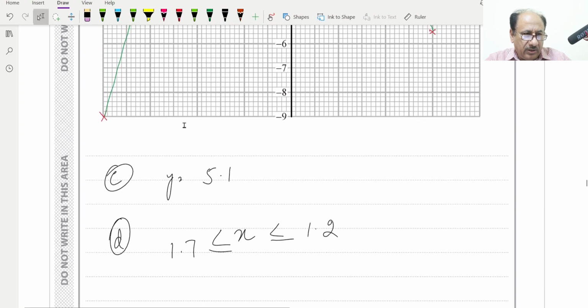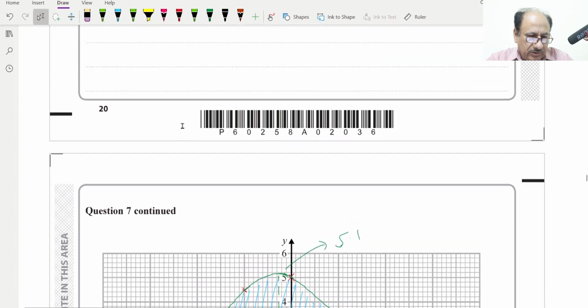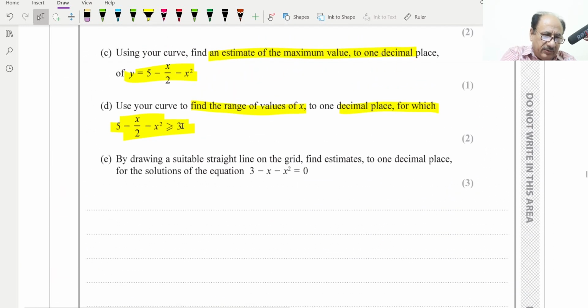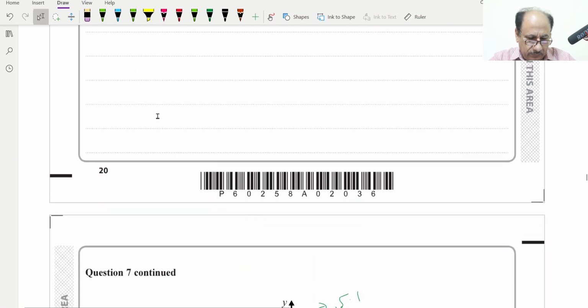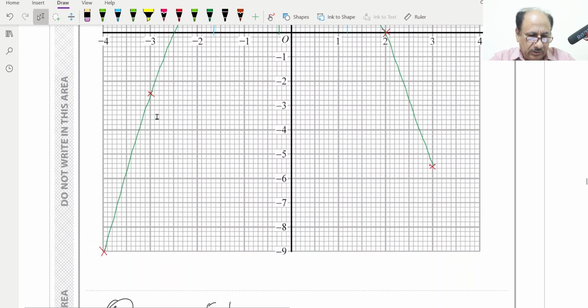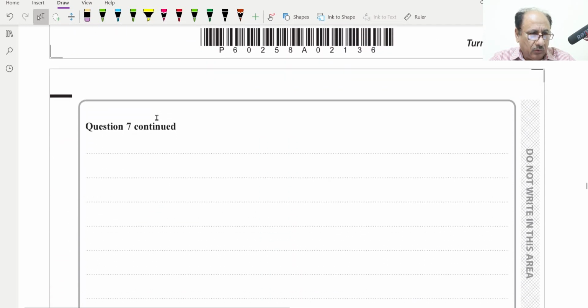And now for part E, they are saying: by drawing a suitable straight line on the grid, find estimates to one decimal place for the solutions of this equation. So this given equation, we have to solve. Basically, what we can do, we can solve it over here.